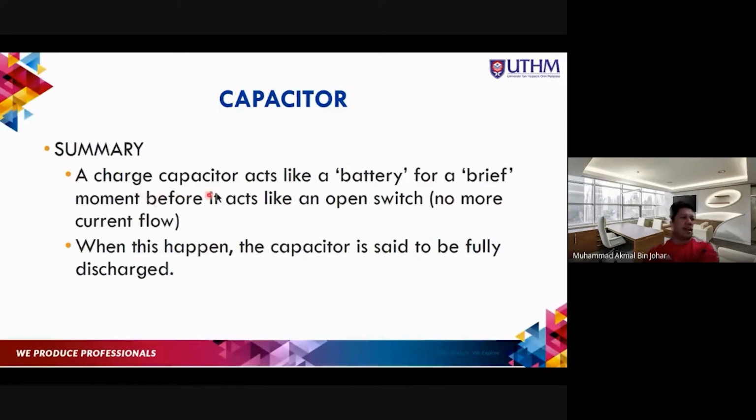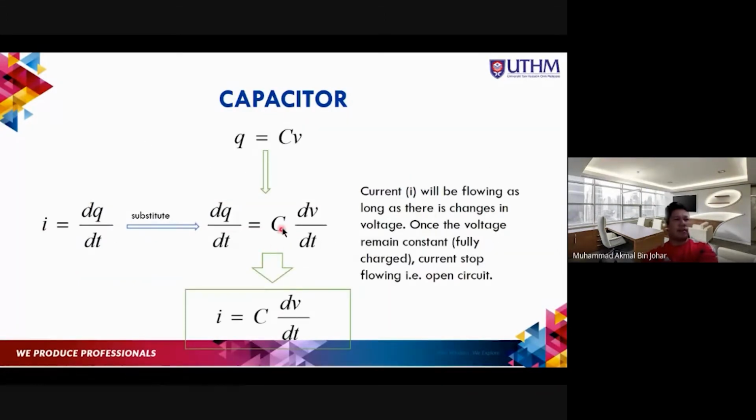So a charged capacitor acts like a battery for a brief moment before it acts like an open switch where there is no more current flow. When this happens, the capacitor is said to be fully charged. And then how do you calculate it? You can calculate Q. Q is the charge, which is equal to capacitance times voltage. Okay? Capacitance times voltage, Q is the charge.